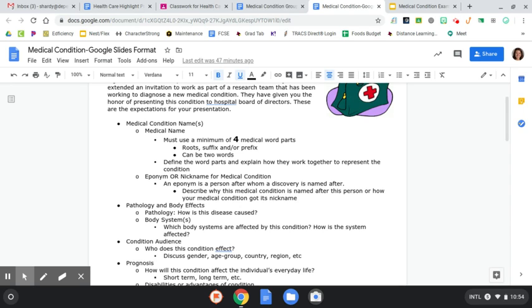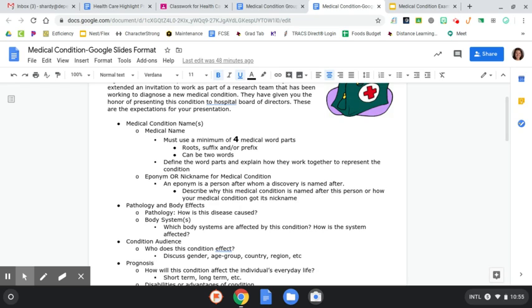Okay. So it has to use at least 4 medical word parts. Okay. So, that could look like one word with 2 different roots in there. It could be 2 different words, 2 medical terms that kind of work together to come up with a disease. Okay. But remember, you always have to have a suffix. You do not have to have a prefix. And then, just like you practiced yesterday, I'm going to ask you guys to break down each part of the word and explain what it means.